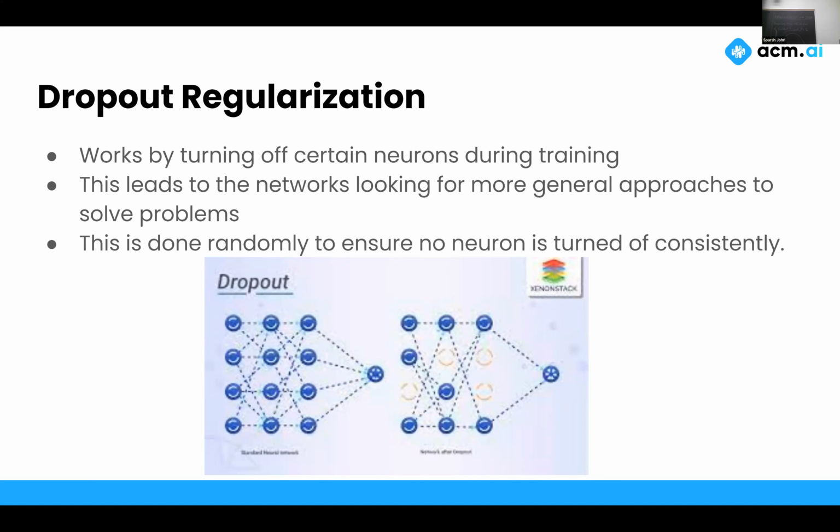This also helps because the model learns how to take different paths through the neural network and see the general pattern of the data, rather than a specific pattern of the data. And this is done randomly, so that you're not always turning off this node again and again. Does anyone have any questions on this?